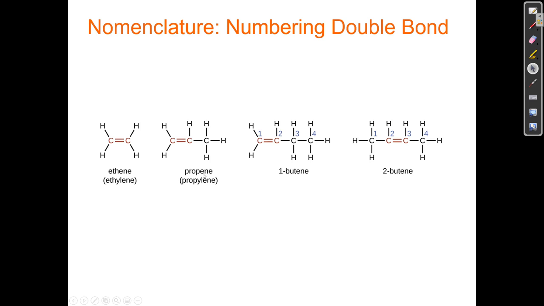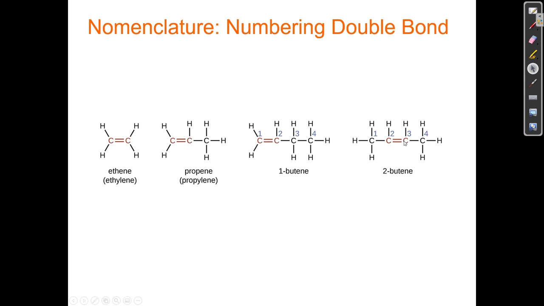So propene is a molecule that has a double bond with three carbons. And then there's bute. Bute means four carbons, so butene. But when I have four carbons, then I have a choice of where the double bond goes. Does it go between carbon one and two, or does it go between carbon two and three?